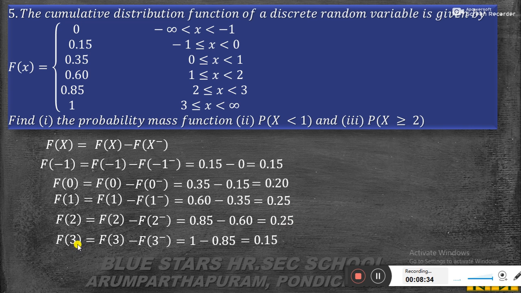Next, f of 3. F of 3 equals f of 3 minus f of 3 minus, so it's the left value. F of 3 means 1 minus its previous value 0.85. So 0.15. This is the answer.